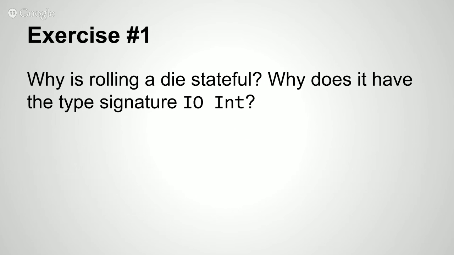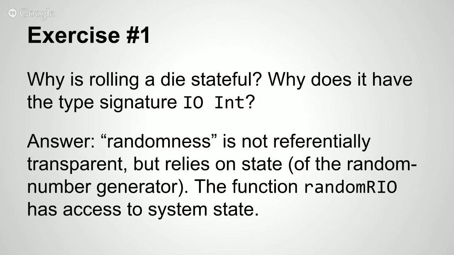Why is rolling a die stateful? Why did it have the type signature IO event? Since it's random. Yes, it uses the global random number generator. Randomness is never referentially transparent because it relies on some kind of state. In particular, we're using randomRIO, which uses the system state.